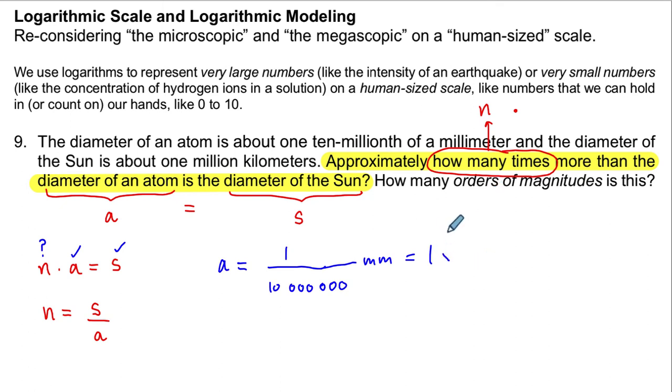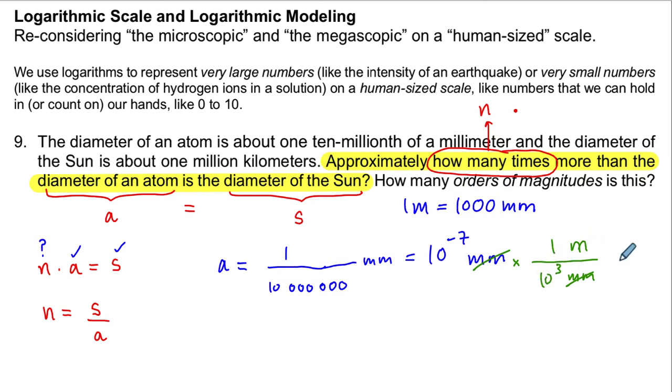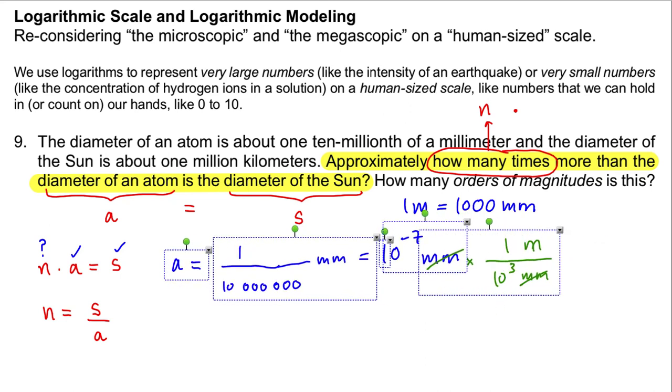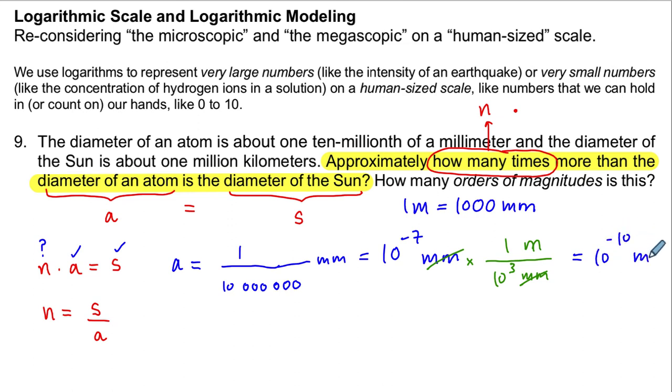And then I want to convert millimeters into meters, because the diameter of the sun is given in kilometers, so I'm going to come up with a consistent unit. Between meters and millimeters, the meter is bigger, and so 1 meter is equal to 1,000 millimeters. I'm going to multiply to get rid of millimeters and introduce meters. And I know that 1 meter is equal to 1,000, or 10 cubed, millimeters. The value of the green fraction, because the numerator and the denominator are equal, is just 1, because the whole thing with the units will simplify and give us 1. So we end up getting that the diameter of the atom is 10 to the negative 10 meters.